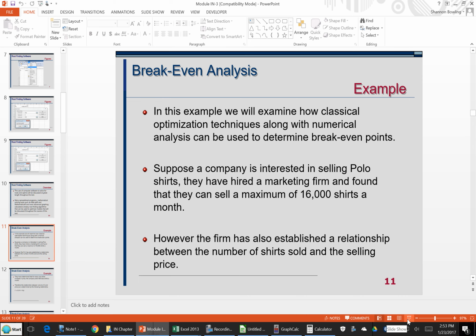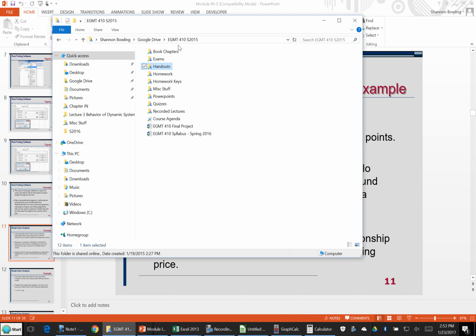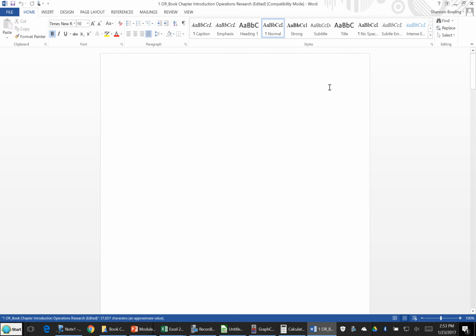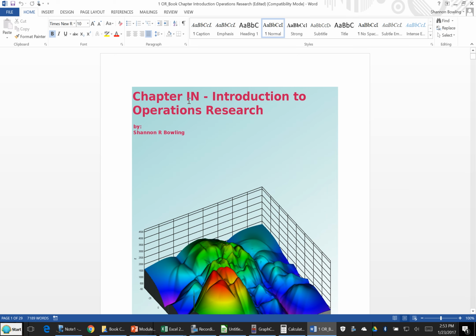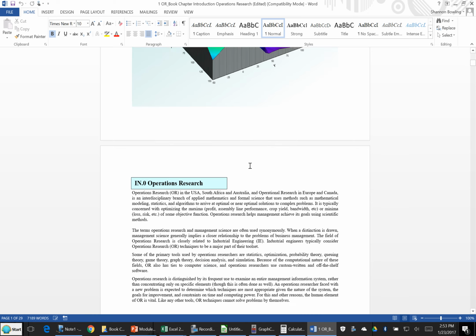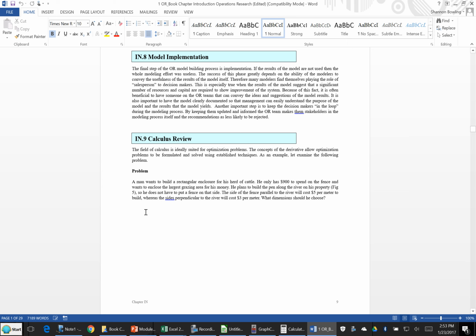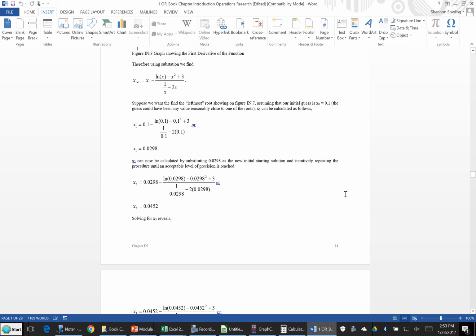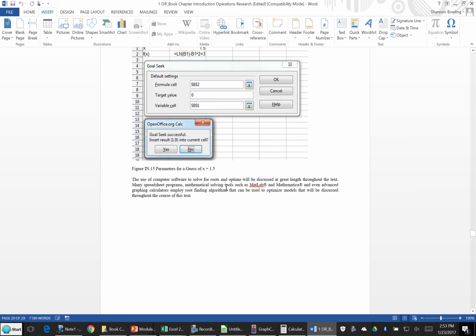All right, so let's go in then, and let me see if I can find this chapter real quick. This is the first chapter. I call it chapter IN because I wrote the book so you can mix and match it, so each chapter is self-contained. So we're going to go down here, and I talk a lot about this and show you exactly how to solve all of these different types of problems using Newton's method and using the secant method, and then even how to use OpenOffice to solve this.